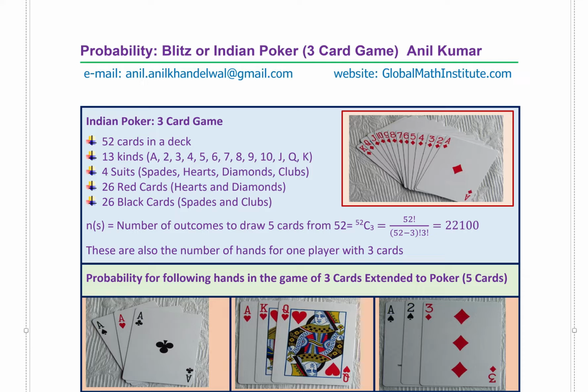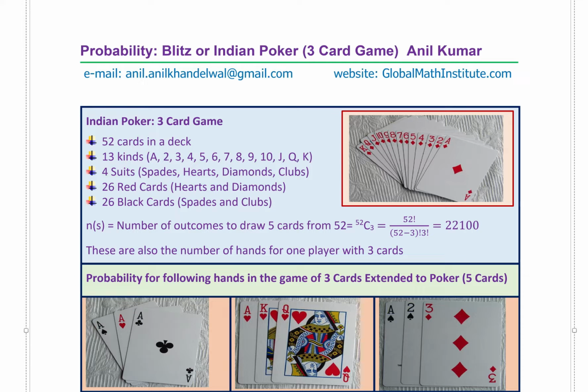So, first, as you know, there are 52 cards in a deck, 13 of each kind: ace, 2, 3, 4, 5, 6, 7, 8, 9, 10, jack, queen, and king. Ace can also be placed after the king. Four suits: spades, hearts, diamonds, and clubs. 26 red cards, which are hearts and diamonds. 26 black cards, which are spades and clubs.